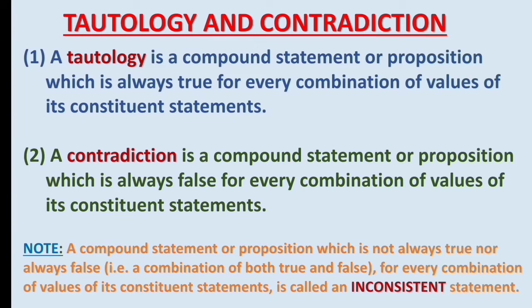On the other hand, a contradiction is a compound statement or proposition which is always false for every combination of values of its constituent statements. In other words, a contradiction is always false.